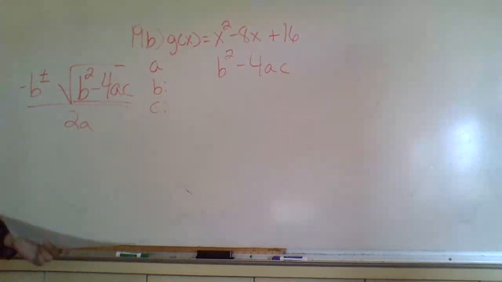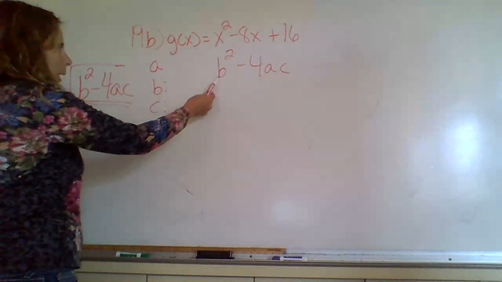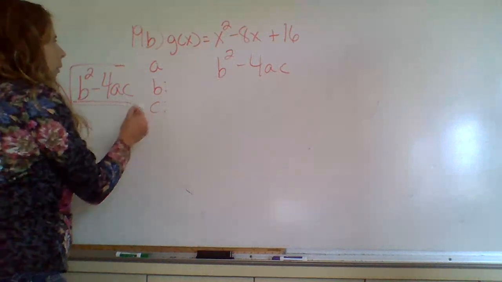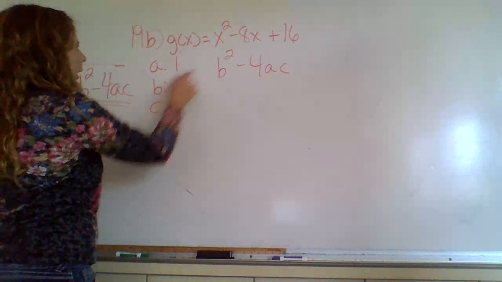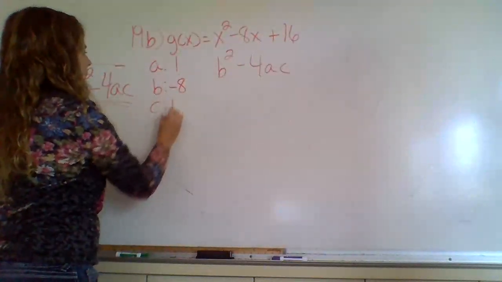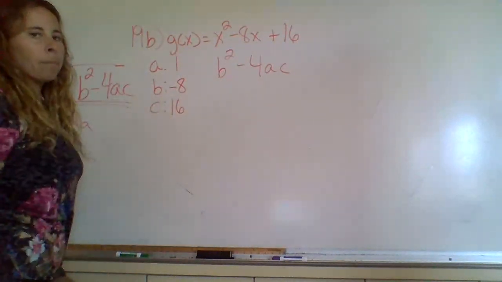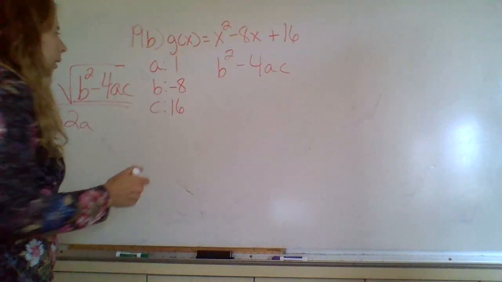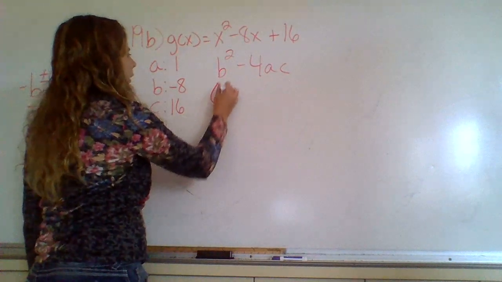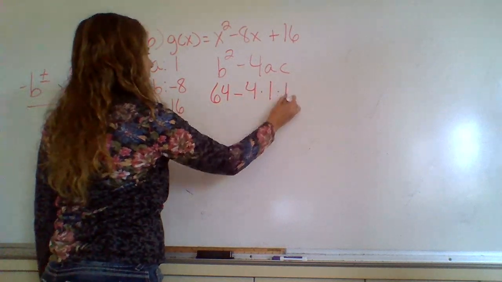Okay, here we go. This is 19B. So same idea, you're classifying roots. So I would just use the discriminant. Identify A, B, and C. A is 1, B is -8, and C is 16. Okay, and then substitute them in. So b squared, -8 squared. -8 times -8 is positive 64, minus 4 times A, which is 1, times C, which is 16.